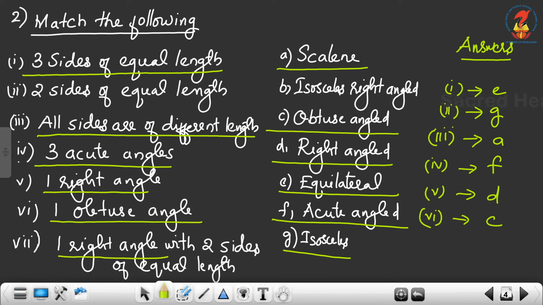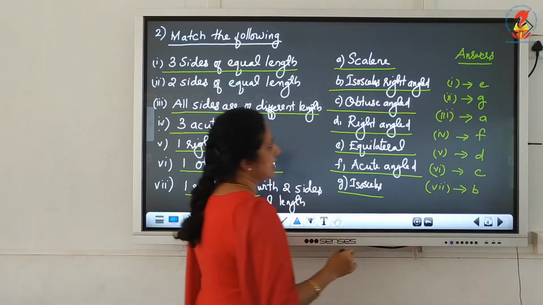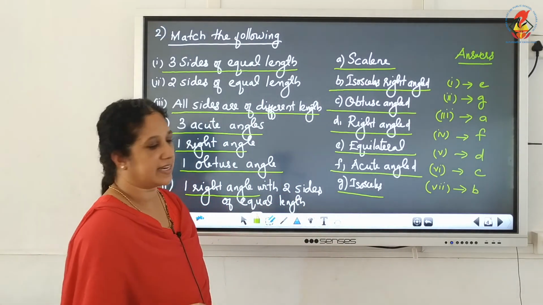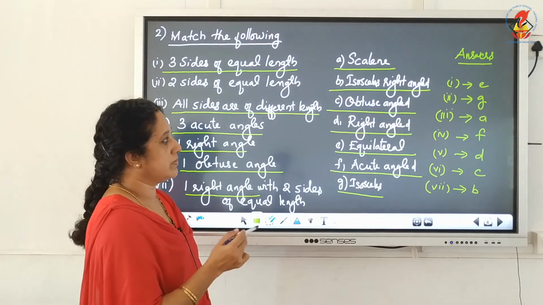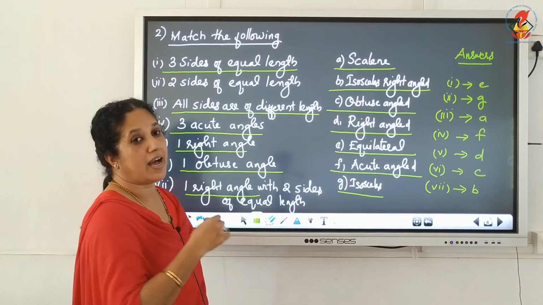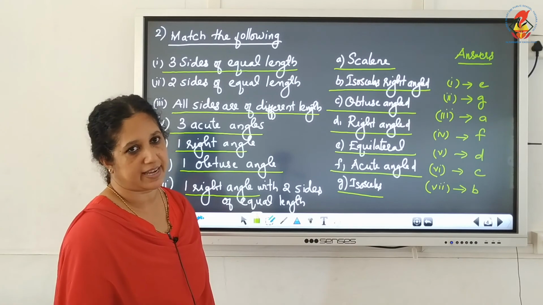One right angle with the two sides of equal length. Which one? Isosceles right angle triangle. Two sides are equal, therefore it is an isosceles triangle, and one angle is 90 degree, therefore it is a right angle also. So we can name the triangle as isosceles right angle triangle.